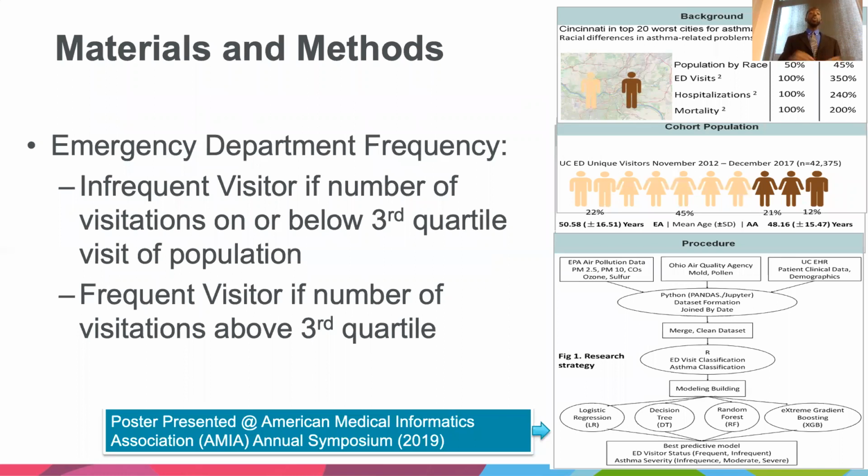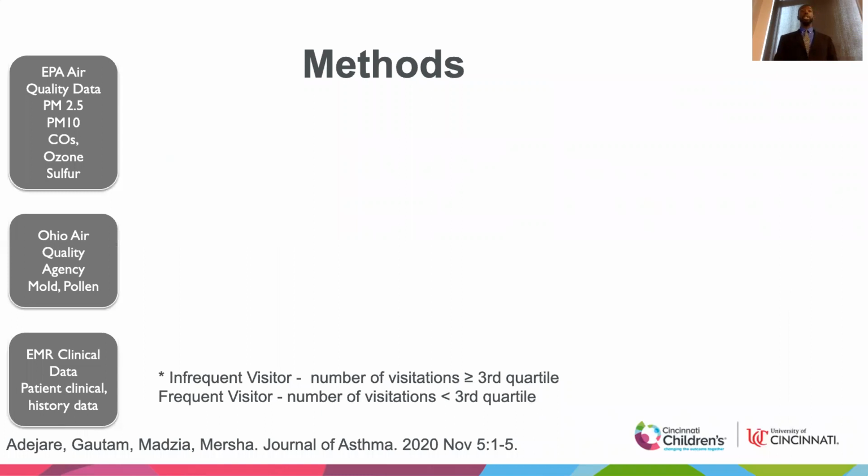Well, we quantified emergency department frequency, with infrequent visitors counted if they were on or below the third quartile of the population, and if they were above the third quartile of visitations, they were frequent visitors. And this is especially important because, as published in my poster for AMIA in 2019, we see that while African Americans are lower in population, they're having higher ED visitations and higher hospitalizations, as well as higher mortality for asthma. So let's talk about how we approach this.